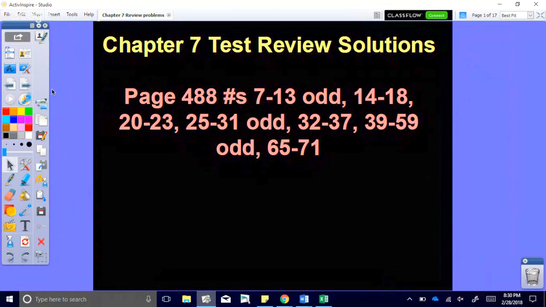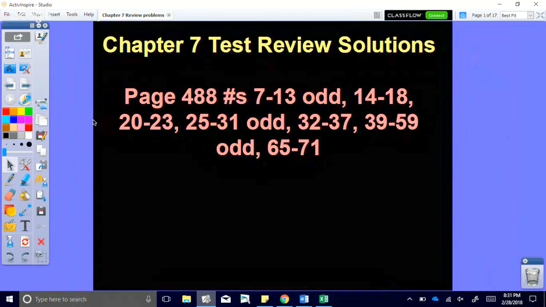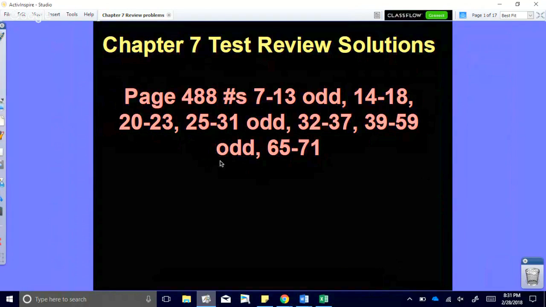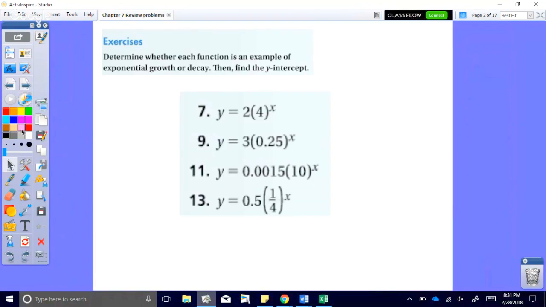I'm just going to take a couple minutes to go over some of the problems from the Chapter 7 test review. This review was in the textbook, so here are the pages. I may not do all of them, but I'll do at least one or two in each section so you get the gist of what's going on.